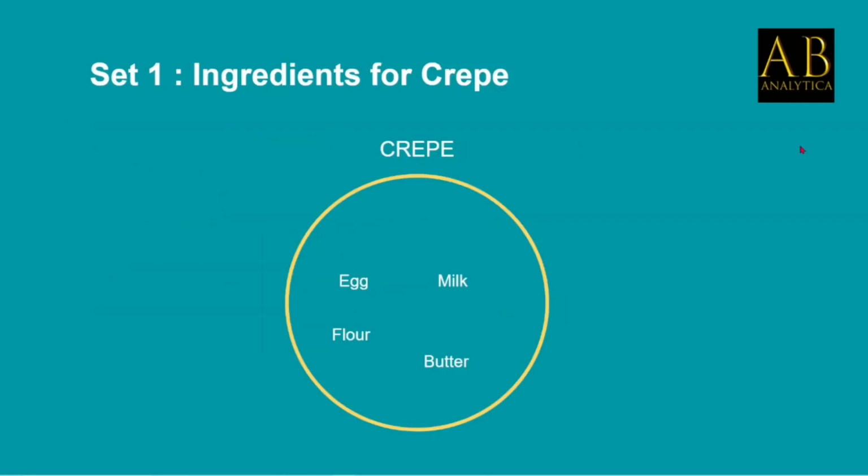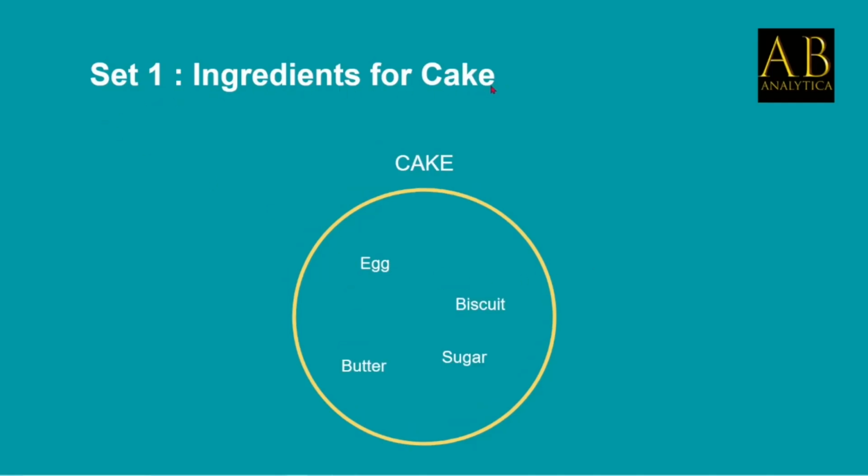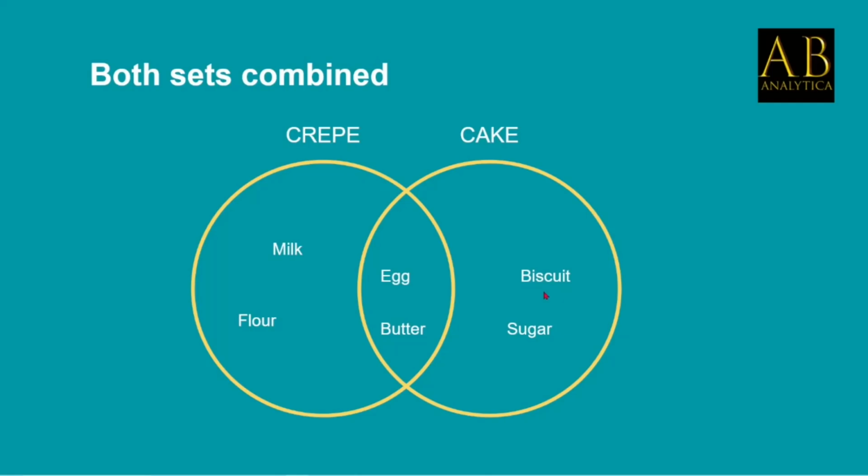In this example, we will use two sets. One is the set of ingredients for a crepe, which is named the set crepe. It contains elements egg, flour, butter, and milk. And the next set is the set of ingredients for a cake. The set is named cake, and the ingredients are egg, butter, biscuit, and sugar. Now let's have a look at both the sets combined. Each set is denoted by using a circle and the elements are added within the circle.